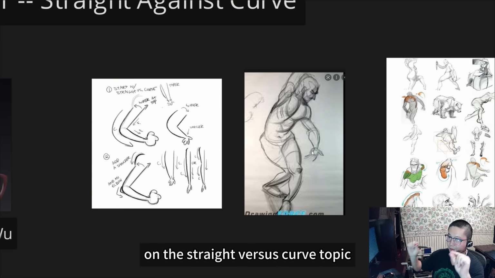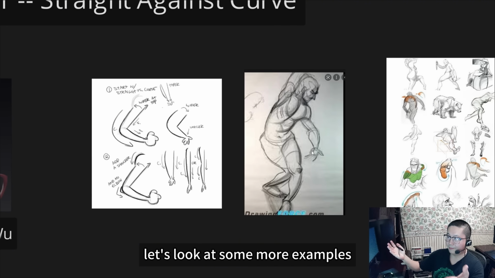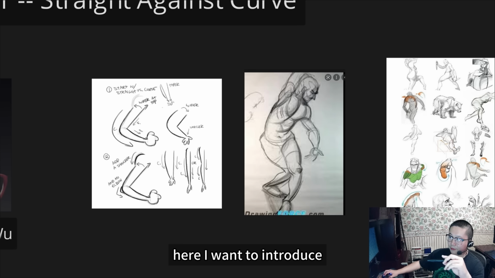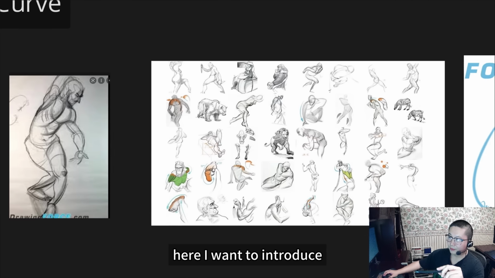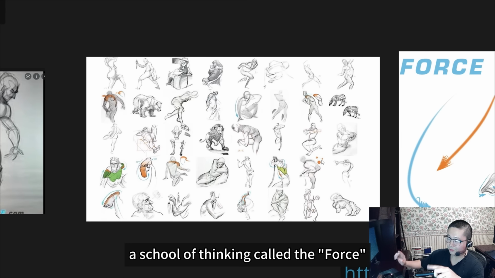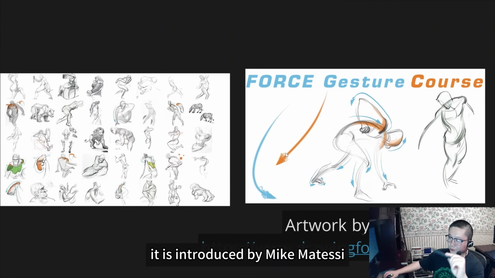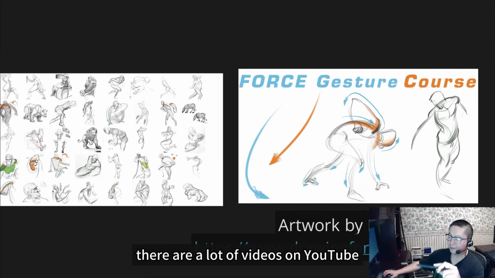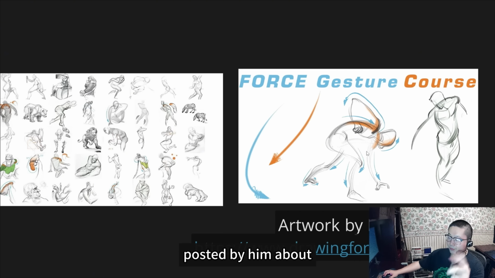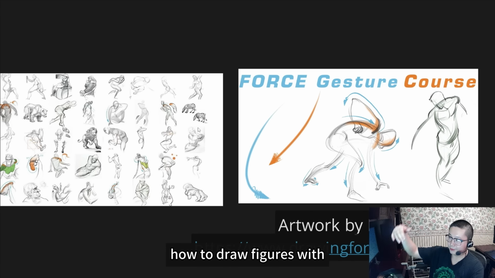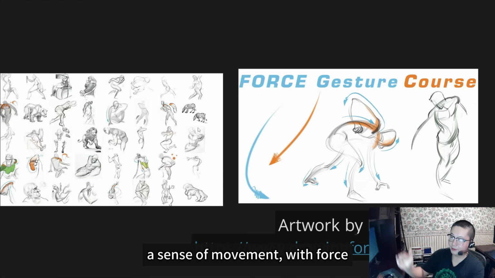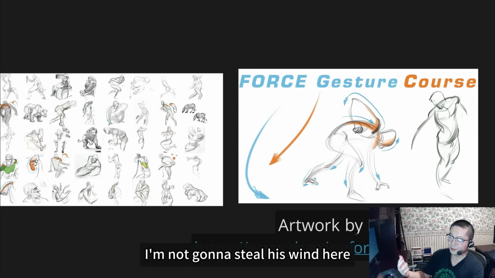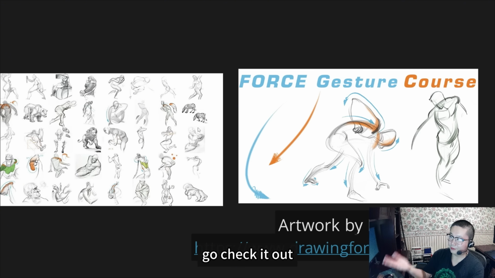On the straight versus curve topic, let's look at some more examples. Here, I want to introduce a school of thinking called the Force. It is introduced by Mike Mattesi. There are a lot of videos on YouTube posted by him about how to draw figures with a sense of movement, with force. I'm not gonna steal his thunder here. Go check it out. It's really good.